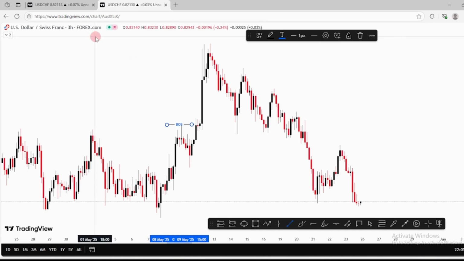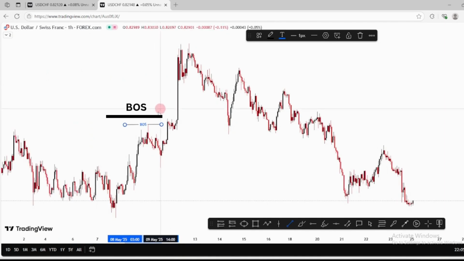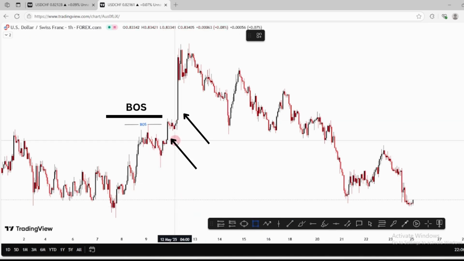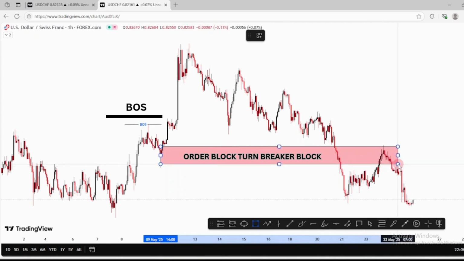Let's go to the 1 hour time frame. You have the break of structure right here. Price pushes up, and for a break of structure to be valid, the candle that breaks the structure needs to be impulsive, and you can see it's impulsive. So this area here becomes a key order block zone that is valid for trading.